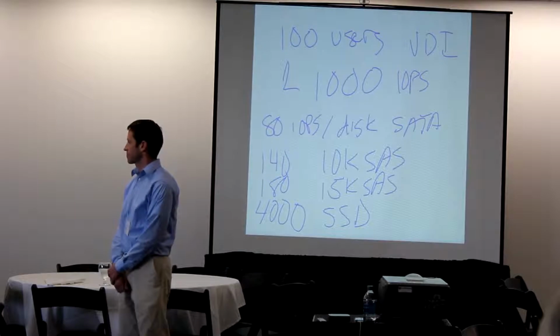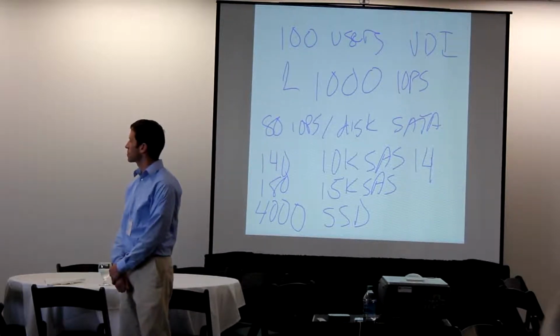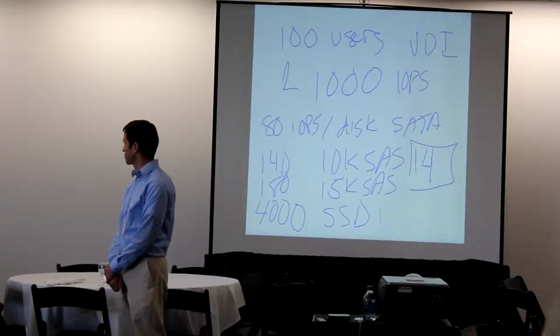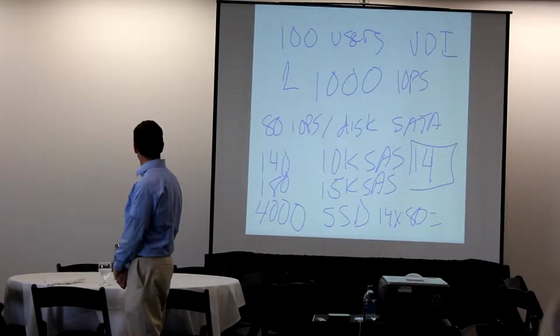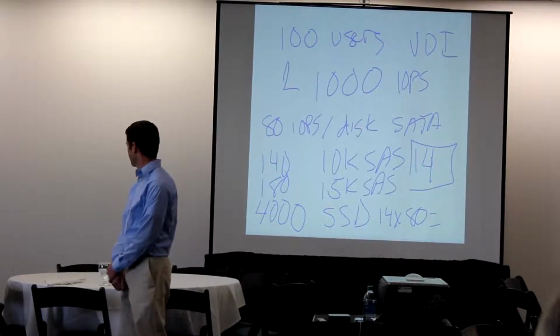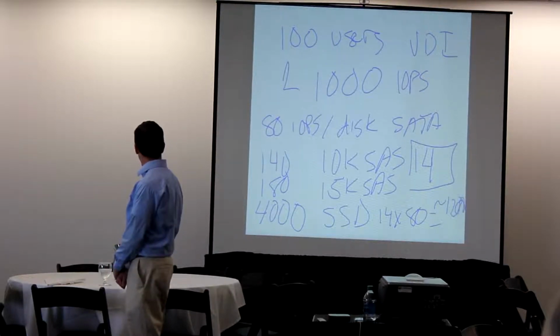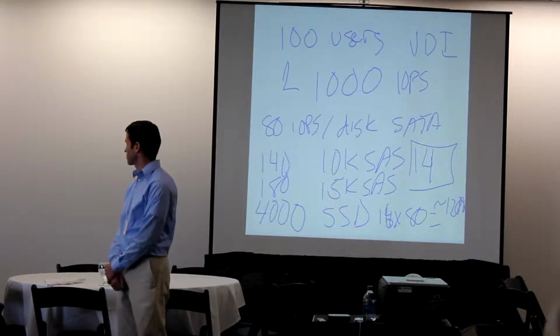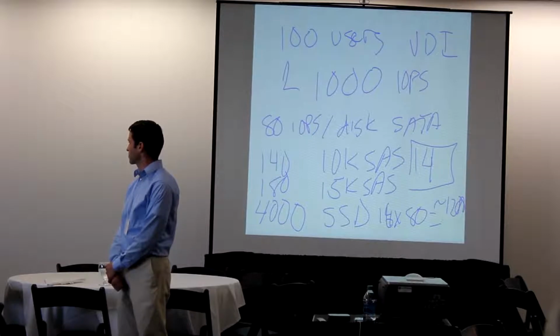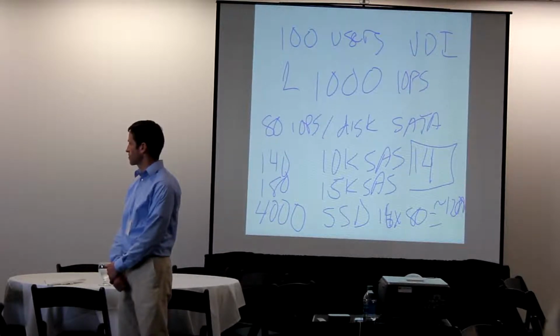So if you had an array with 14 drives, 14 times 80 equals about 1,100, somewhere around 1,200 maybe, with 14 or 16 drives. About 1,200 IOPS out of a 16 drive array. You need 1,000. Well, that would be good if it was all the data just striped across with no RAID.